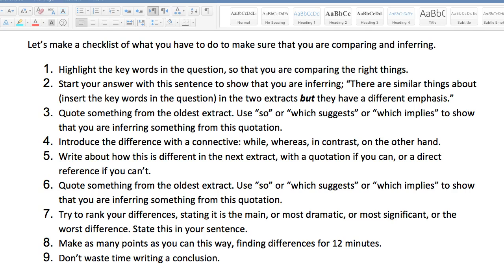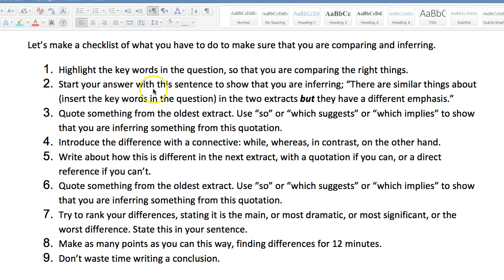So my guide goes into this question in much more depth. It shows you model answers, but it gives you this handy hint of 9 things that you need to get right. Highlight the keywords in the question so that you're comparing the right things. Many students don't do this and end up comparing the wrong thing. Roughly 1/5 of students don't get the marks because they're comparing the wrong stuff. So bring a highlighter into the exam, highlight what exactly you have to look at. Okay, in my second point, you want to make the examiner think that you're looking at implicit meanings, in other words, that you're inferring.